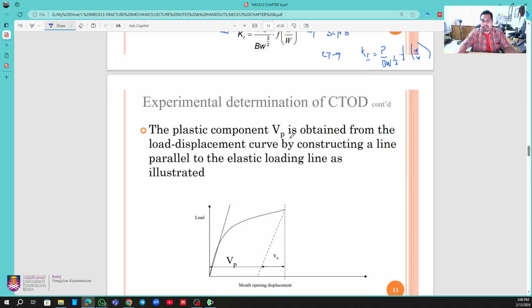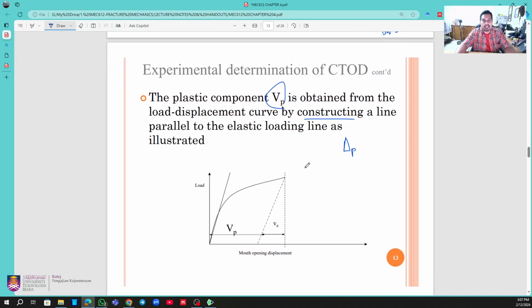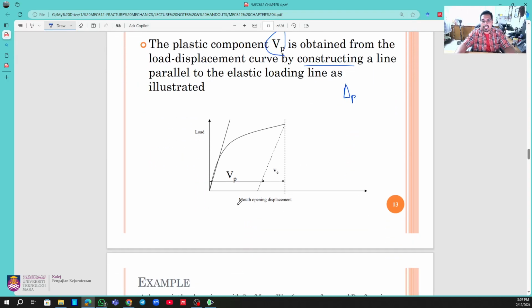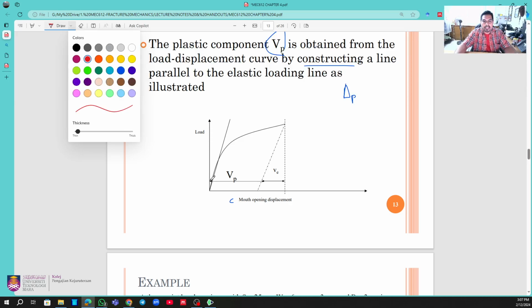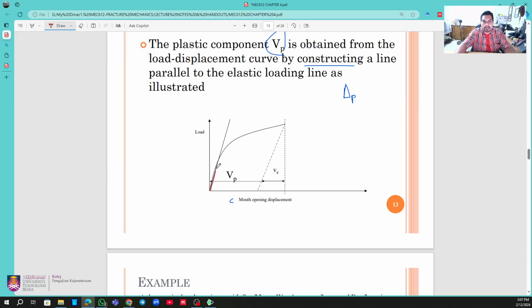The plastic component VP, or in some books referred to as delta P, is obtained from the load displacement curve by constructing a line parallel to the elastic load line as illustrated. You will see this is the load versus CMOD, the crack mouth opening displacement. This is the graph that you will obtain, and you follow it and get the maximum. This will become your P critical.